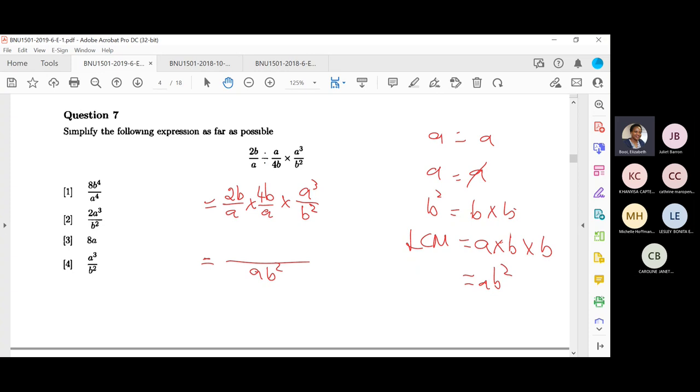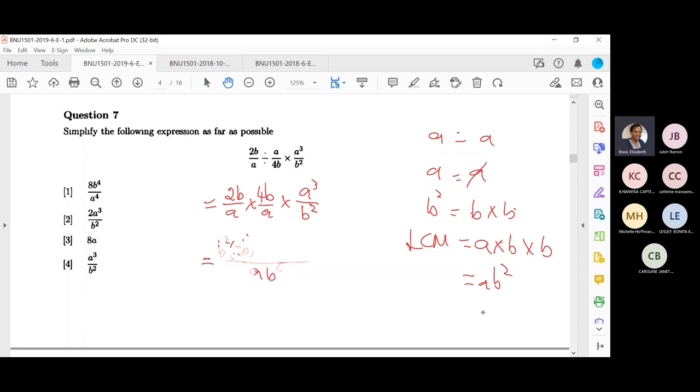Now, how do we solve these fractions like this? So we're going to say, A goes how many times into A B squared? Therefore, it means A will cancel with A. You will be left with B squared times 2B. Oh, sorry. What am I doing wrong with all this?